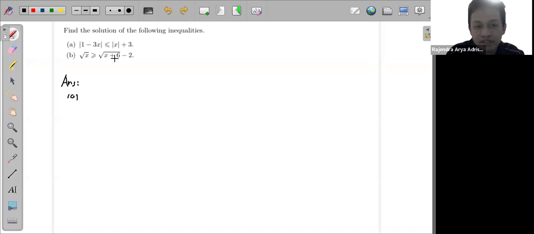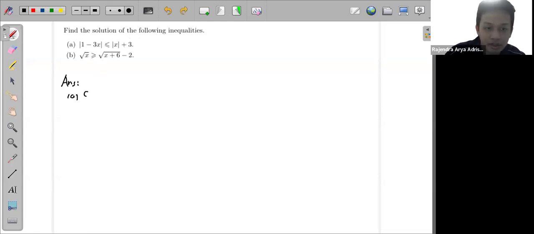So there will be 3 cases: when x is less than or equal to 0, x is in between 0 and 1/3, and x is greater than 1/3. But that's too many, isn't it? So instead of doing that, what I'm gonna do here is noticing here we have an absolute value of something, which is always a non-negative number, right? And in the right side too, we have an absolute value of something added by a positive number. So it's always be a positive number.